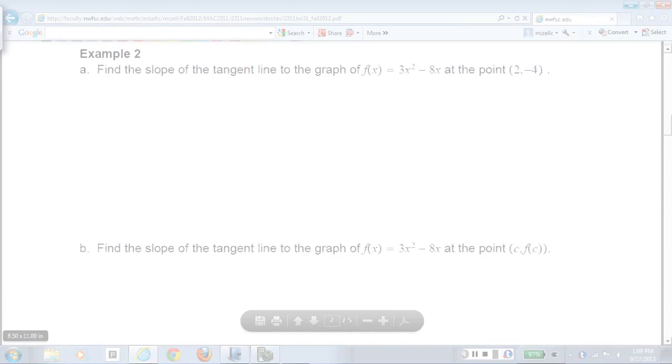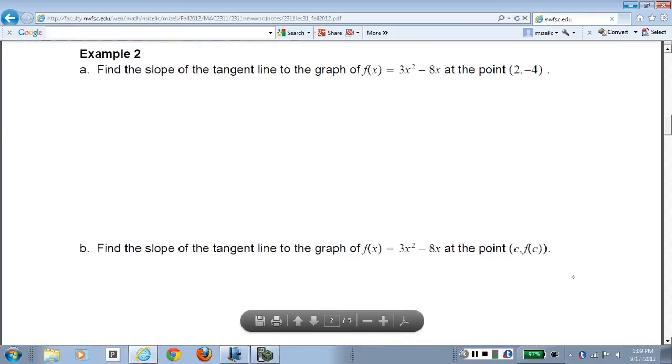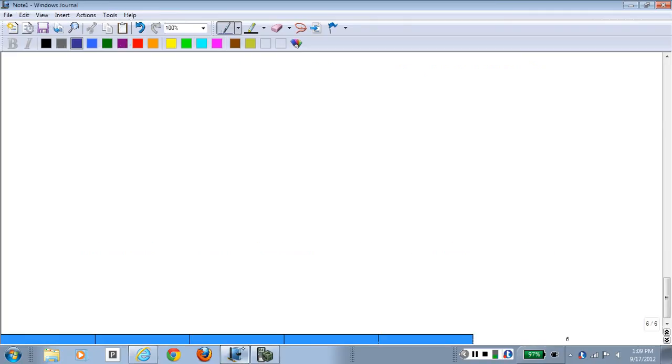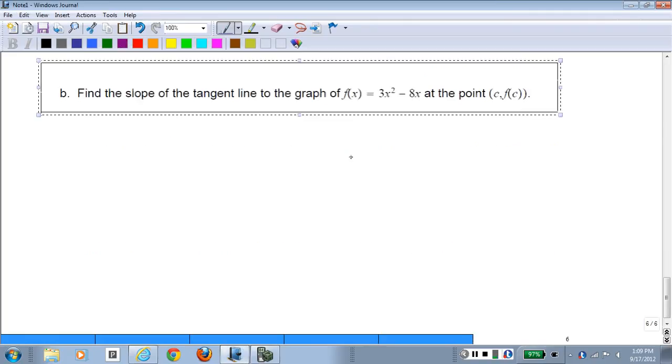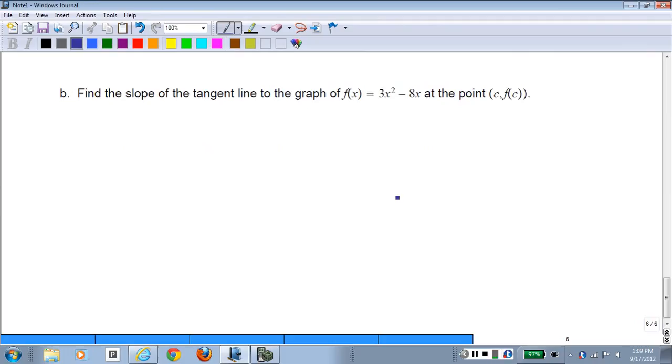Find the slope of the tangent line to the graph at this arbitrary point, c, f of c. We know the y-coordinate would be f of c if the x-coordinate is c. So it's the same amount of work, maybe a little bit more, because there are some numbers that we had before that kind of all got together and canceled.